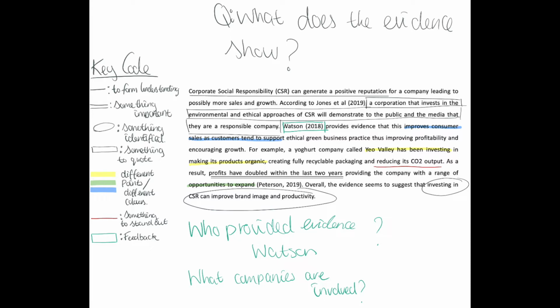Double underlining is for something important. Circling is for something that has been identified, like an answer to a question. Boxing is for something to quote. Standard highlighting is for relevant information for any topic, and you can use different colours for different points. And a less important one, but coloured underlining or boxing: red for something important, like a priority, and green for feedback.